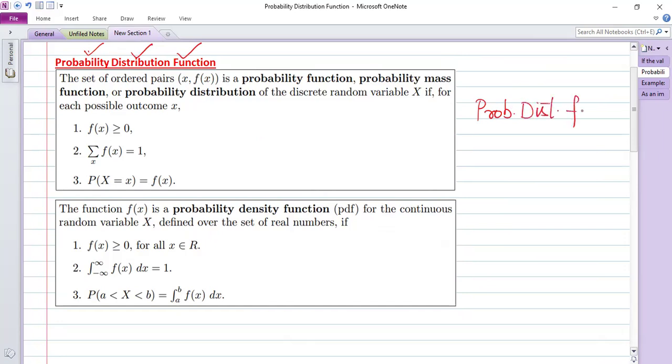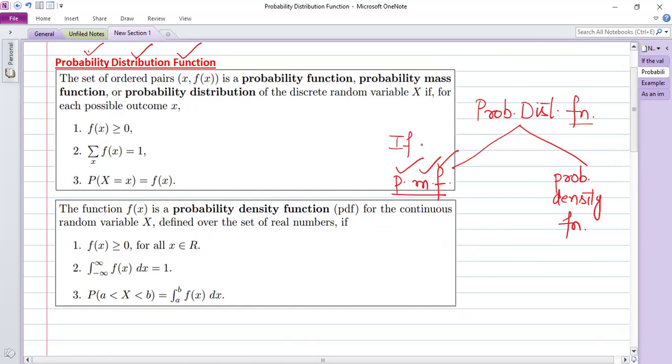This probability distribution function, PDF, is of two types. One type is what we call the probability mass function, PMF, and the other is the probability density function. If the random variable is discrete, we call the probability distribution function the probability mass function. And if the random variable is continuous, we call it the probability density function.